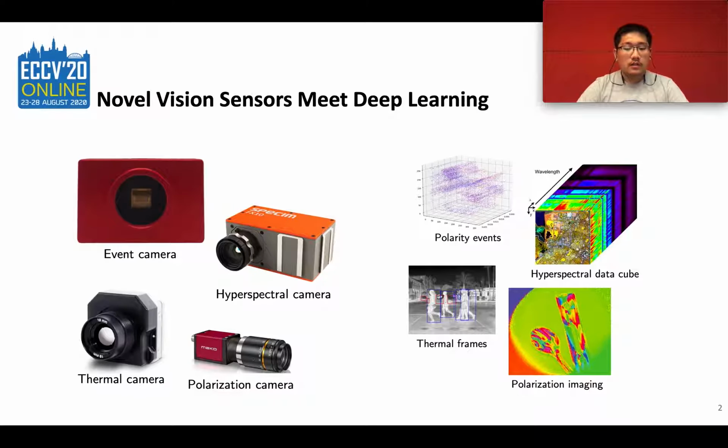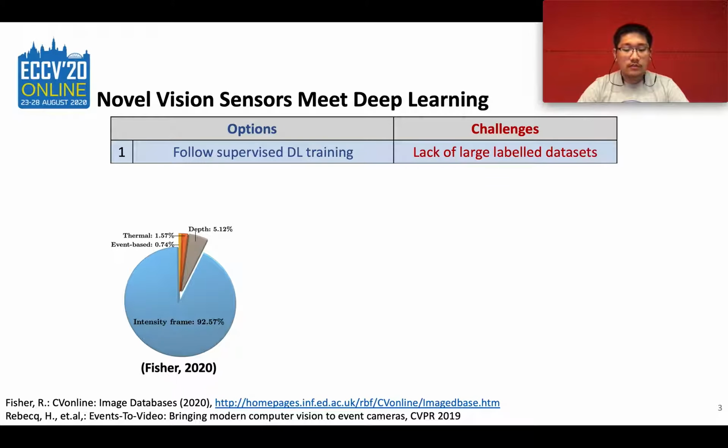In recent years, there are types of novel sensors, such as event cameras, hyperspectral cameras, thermal cameras, and polarization cameras. These cameras supply unconventional visual outputs such as polarity events, hyperspectral data cube, thermal frames, and polarization imaging. To process these novel visual outputs using deep learning algorithms, there are a few ways. The first way is to follow supervised DL training. However, the problem is the lack of large labeled datasets. By the year 2020, there are more than 92% intensity frame datasets. For other visual modalities, there are only less than 8%.